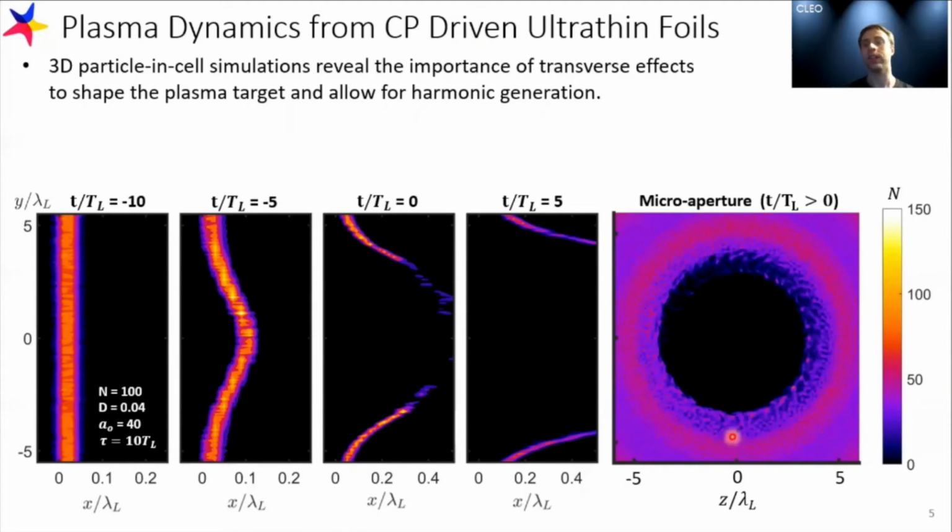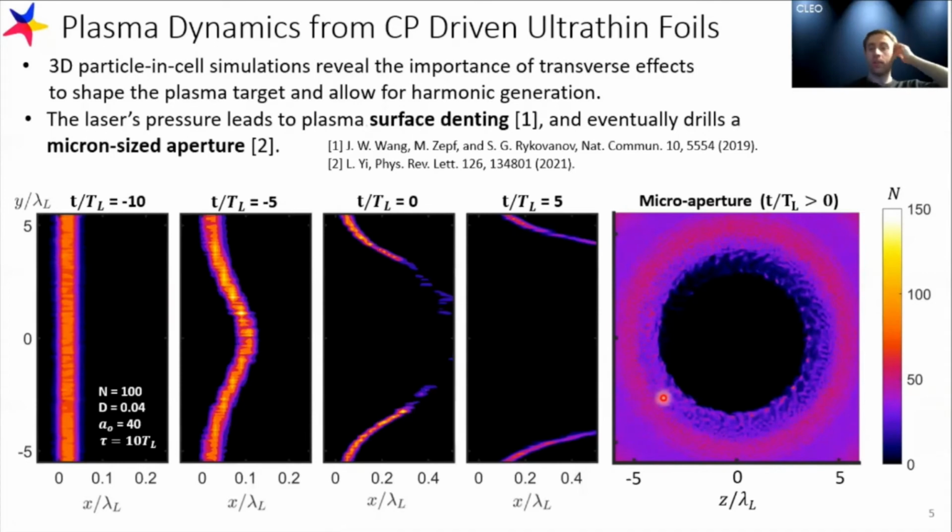During this time, the laser will drive electron oscillations at the rim of this aperture, which will lead to harmonic generation in the transmitted direction. Harmonic generation from both the surface denting effect in the reflected direction and by propagating through the micron-sized aperture in the transmitted direction have been studied before, and here we show that the ultra-thin foil regime naturally leads to both effects.